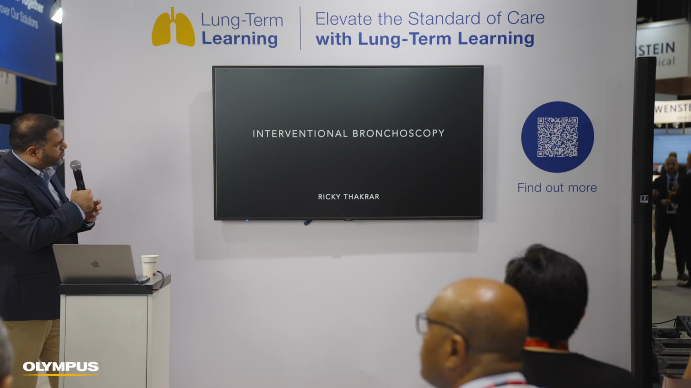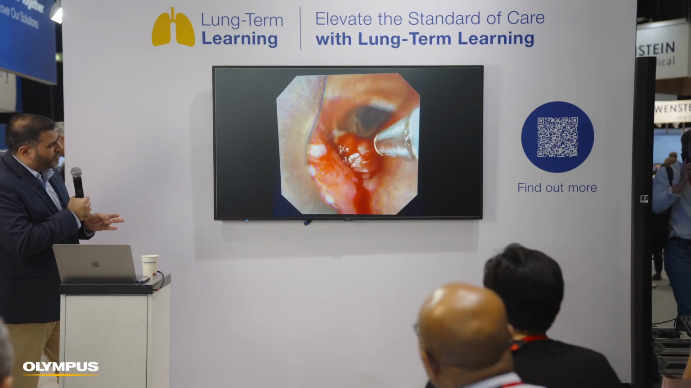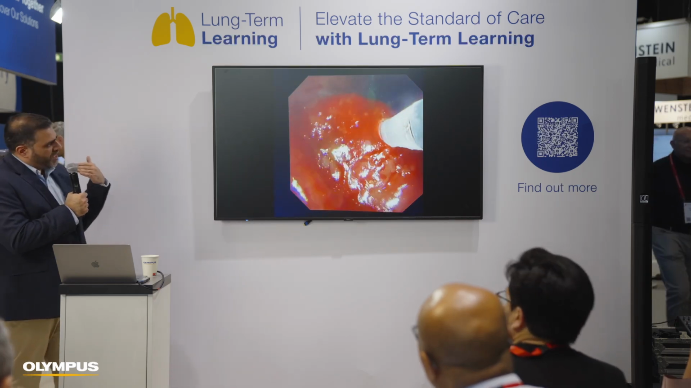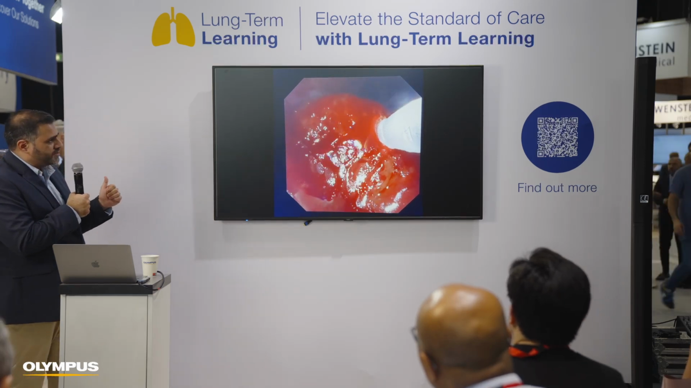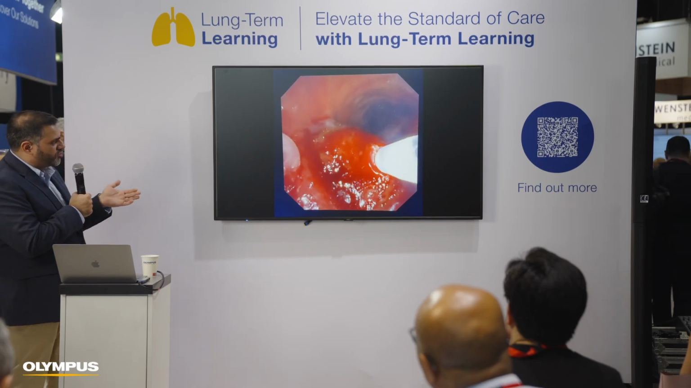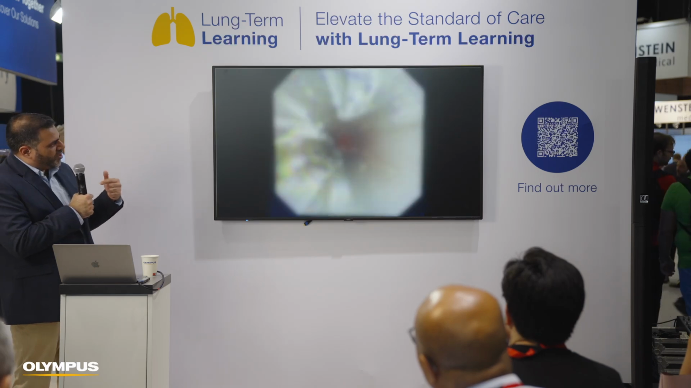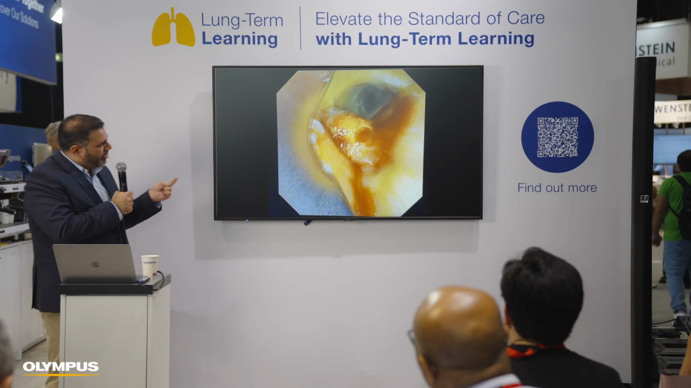Okay, next case. So this is a 45-year-old man who presented with a blocked left main bronchus. In this case, we approached it with a rigid bronchoscopy. And again, the aim was to restore patency to the left main bronchus. So we started the procedure by removing all this tumor using cryo.